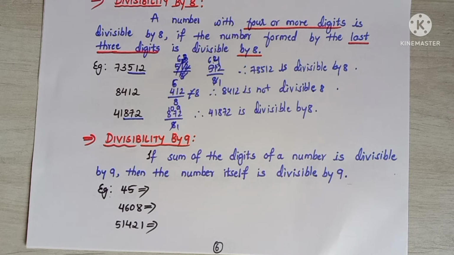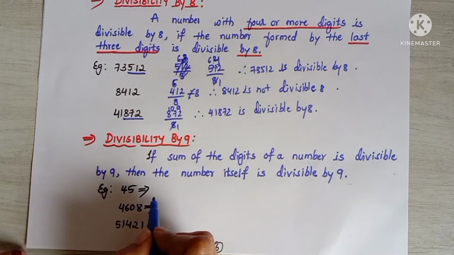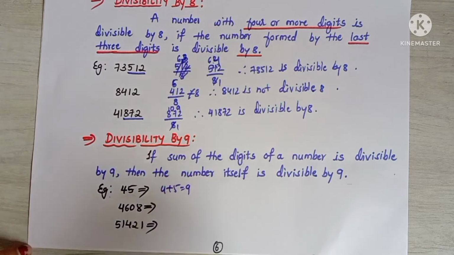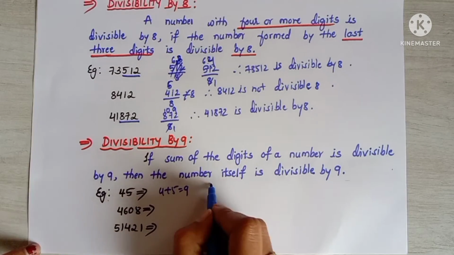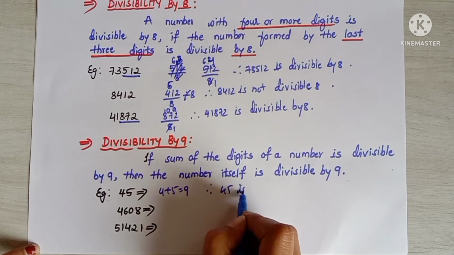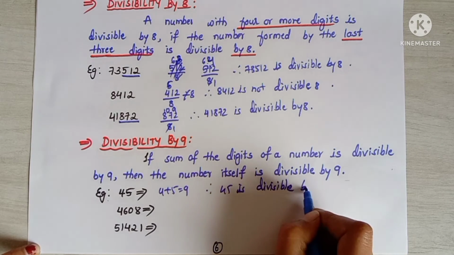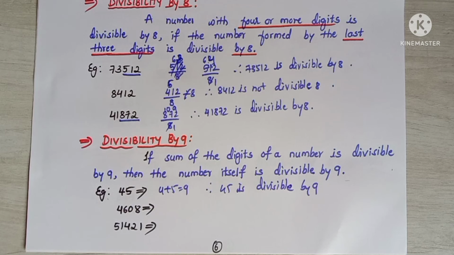What we have to do? We have to add the given digits. Let us take 45. What is 4 plus 5? It is 9. Therefore, 45 is divisible by 9. It is easy. Let us take this one.